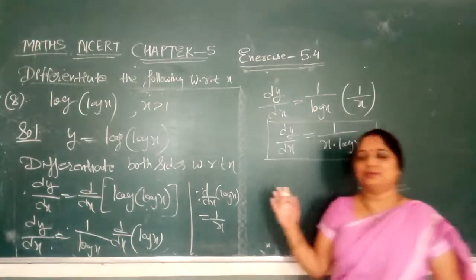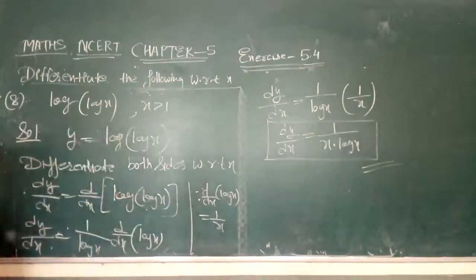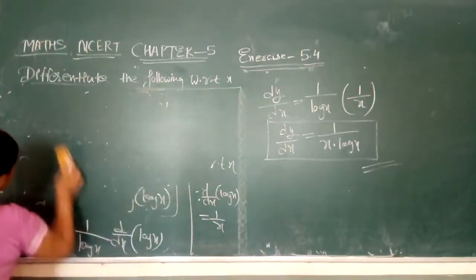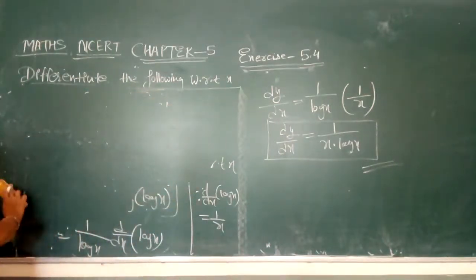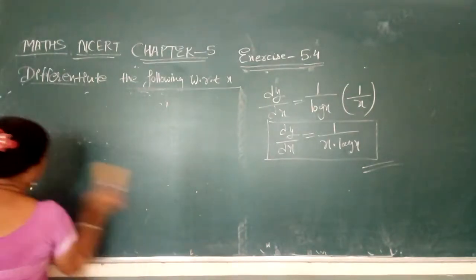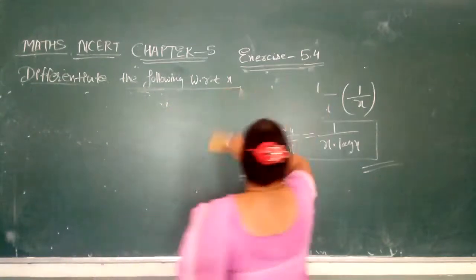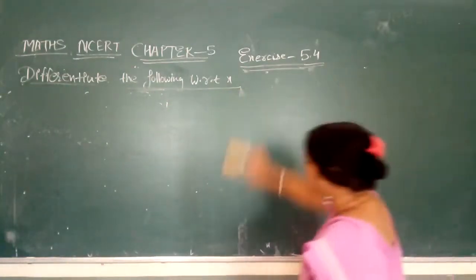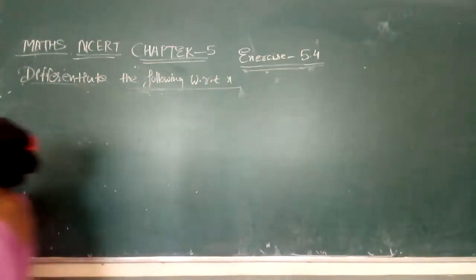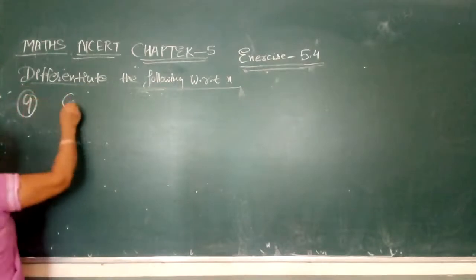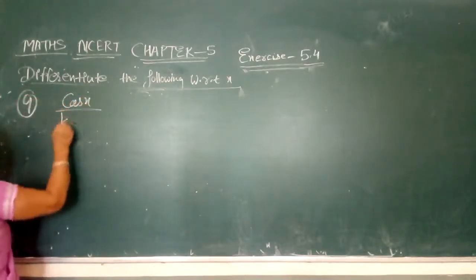Now come to question number 9. In question number 9, you have to find out the derivative of cos x upon log x. Means again two functions are there. One is a trigonometric function and the other is a logarithmic function. So it means you have to apply the formula u upon v here. Question number 9 is cos x upon log x.